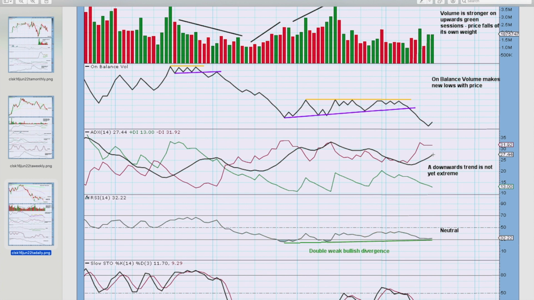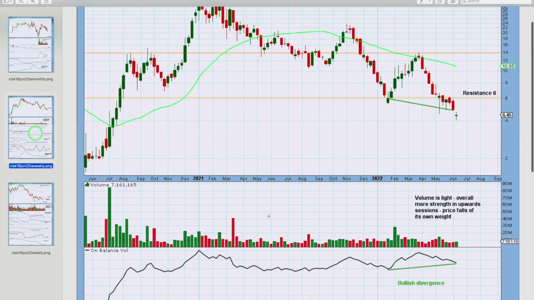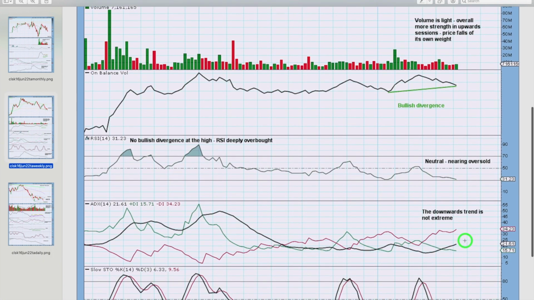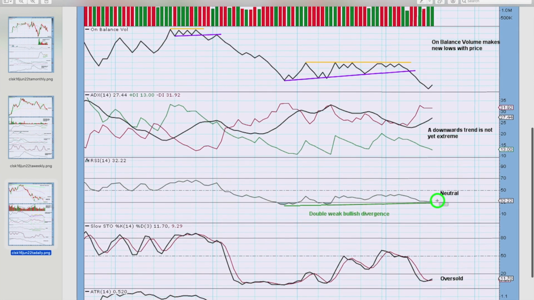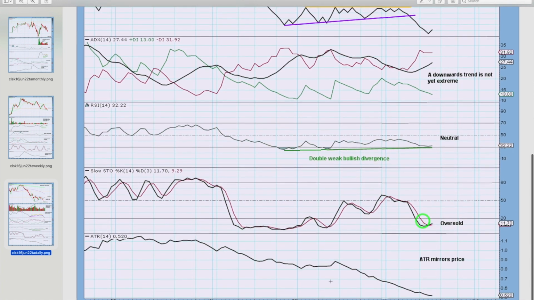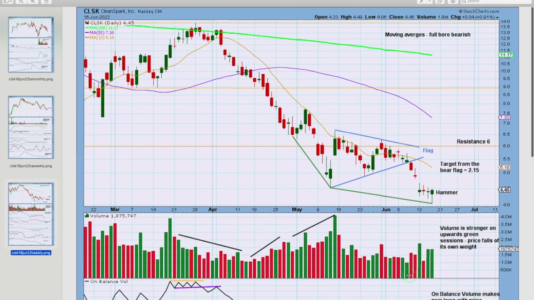At the daily chart level it's not extreme, and remember at the weekly chart level also the downward trend is not extreme. At the daily chart level, RSI is back in neutral territory. There's room to go below before it reaches oversold, and there's quite a lot of room to go before this downward trend reaches extreme. Stochastics is oversold, and again ATR is mirroring price.